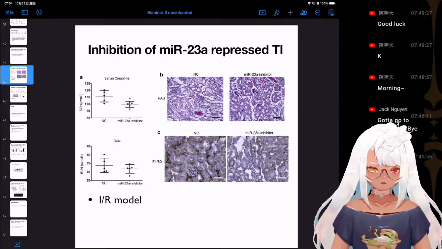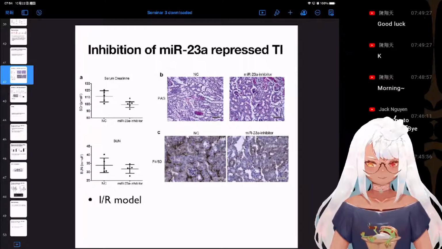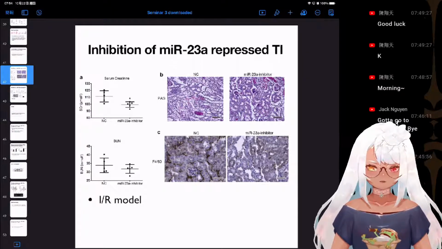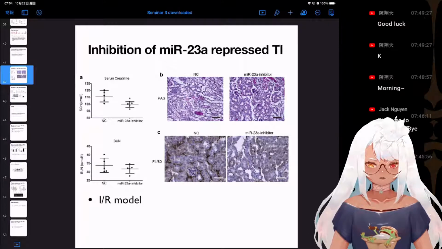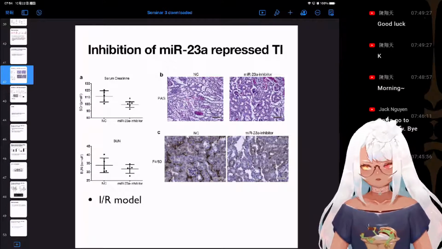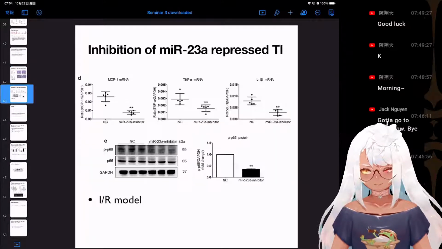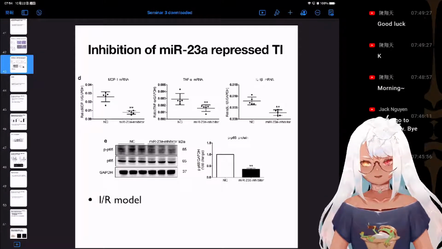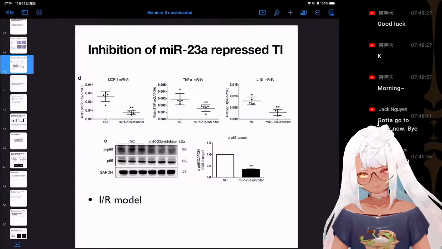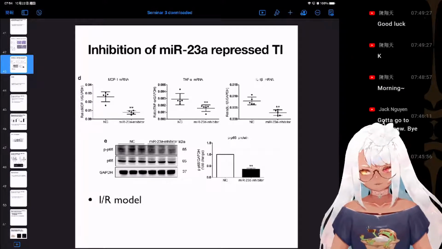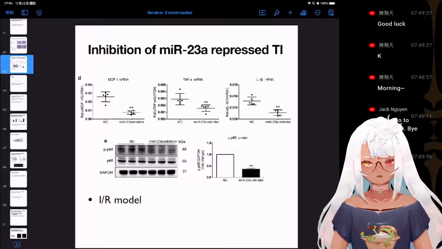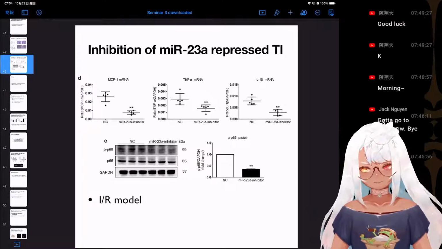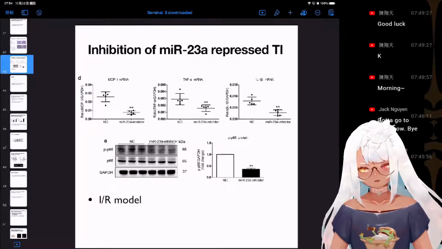Histologically, inhibition of MIR23A also improves the morphology of the damaged kidney and decreases the infiltration of macrophages. In terms of molecular markers, we can also see a decrease in these inflammatory markers, as well as phospho P65, when MIR23A is inhibited.